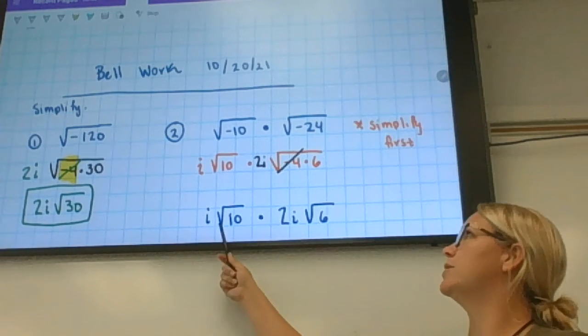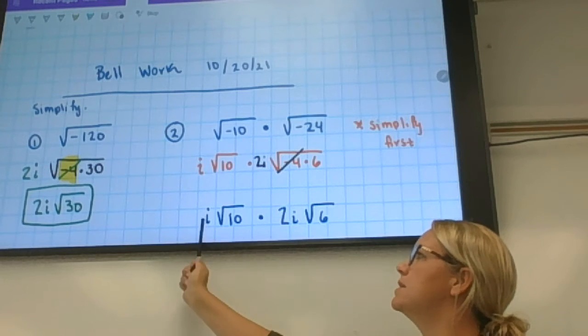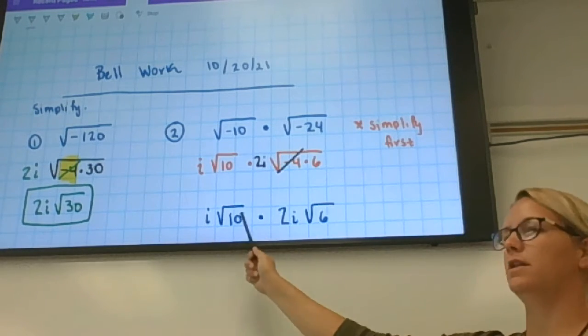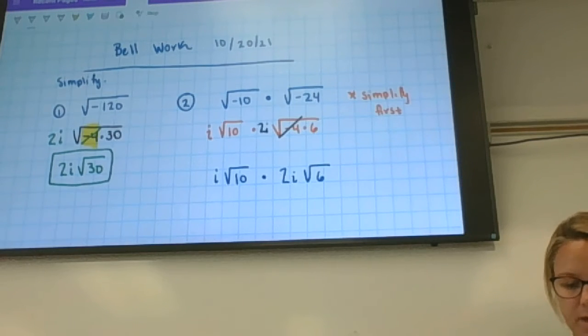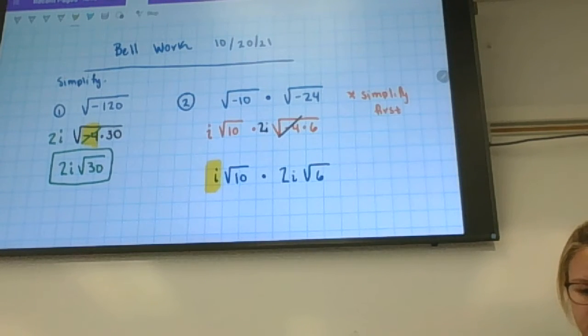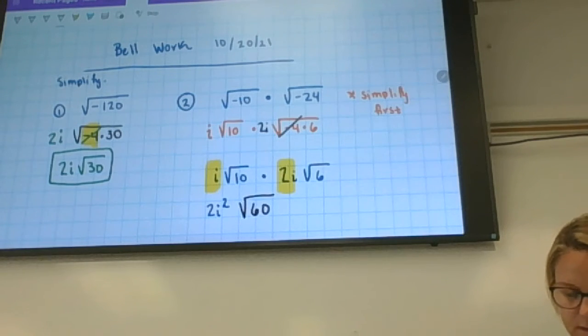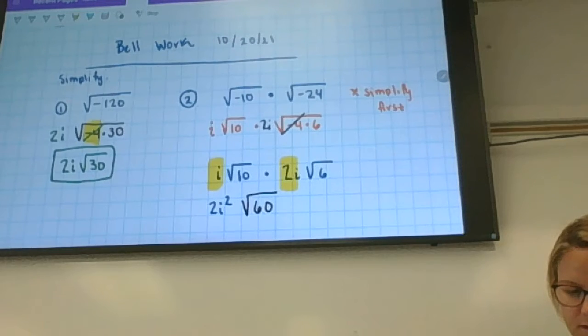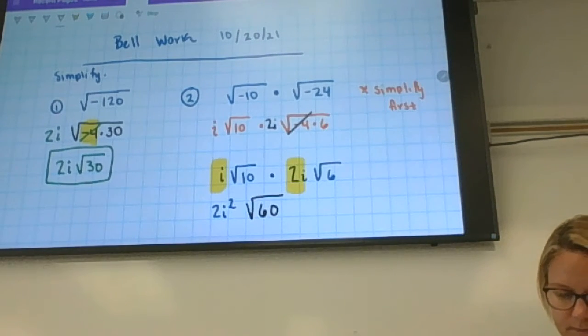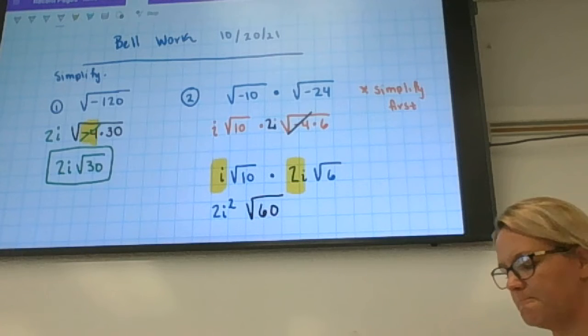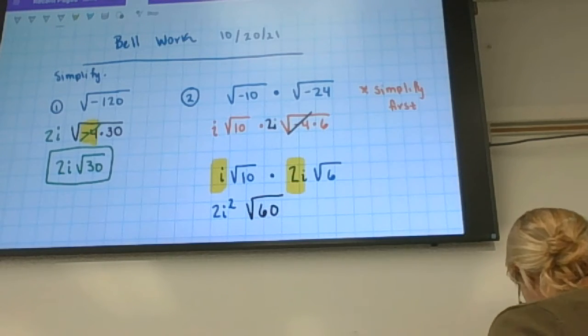So this is my new problem. I looked at this separately, took the i out. Look at this, broke it down, and now that I've simplified them, now I will multiply. When I multiply, I do these numbers in front. i times 2i will be 2i squared. And I'll do the numbers underneath. 6 times 10 is 60. Because 5 doesn't square root.